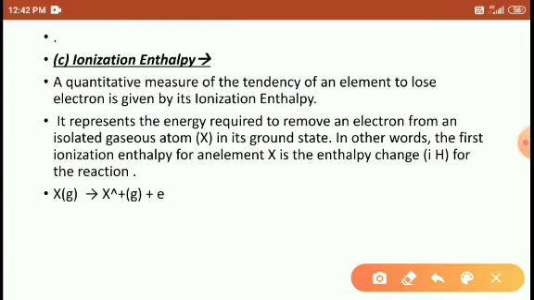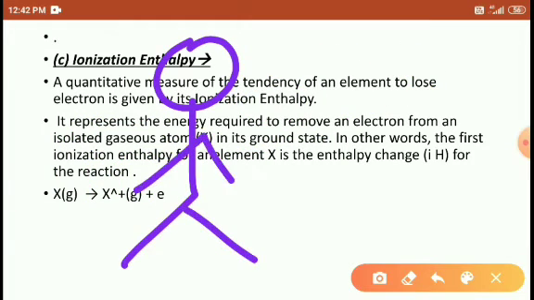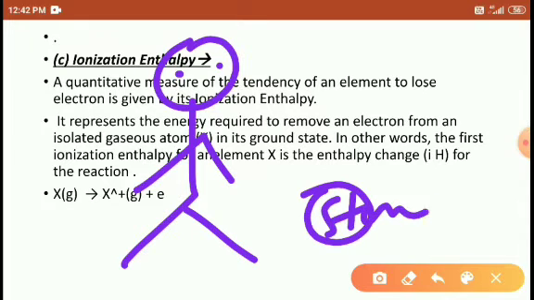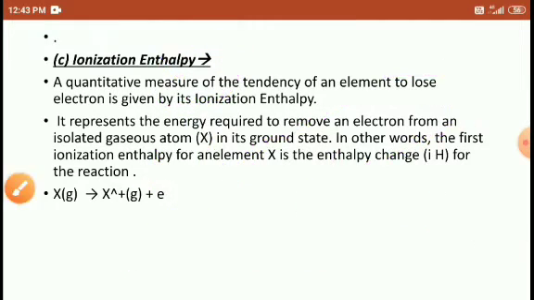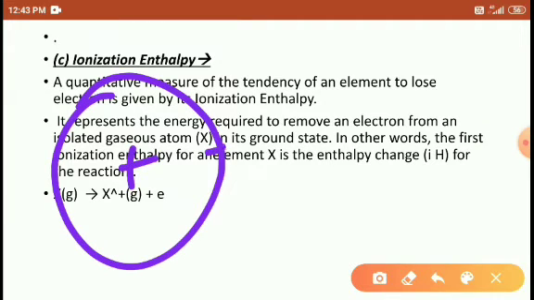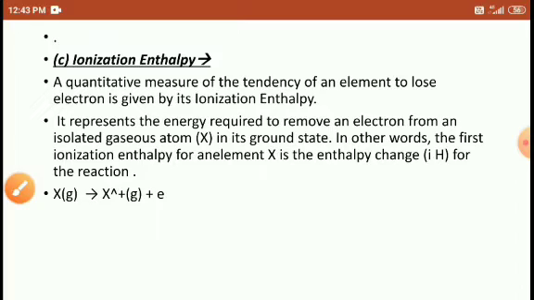Similarly, a person wants to throw a stone from one place to another place. This is a stone. Then what does he need? Energy. If he has energy, then only he can lift the stone and move it from one place to another. Similarly, the atoms want to remove an electron from their outermost orbit. They need energy. Right, students? That is called ionization enthalpy.